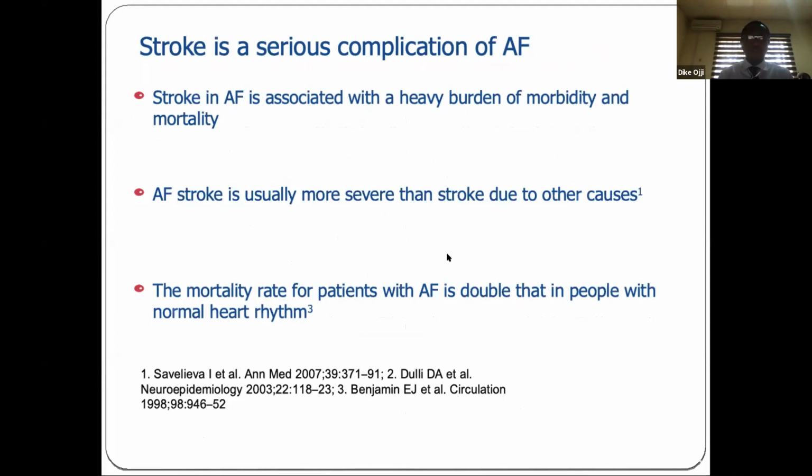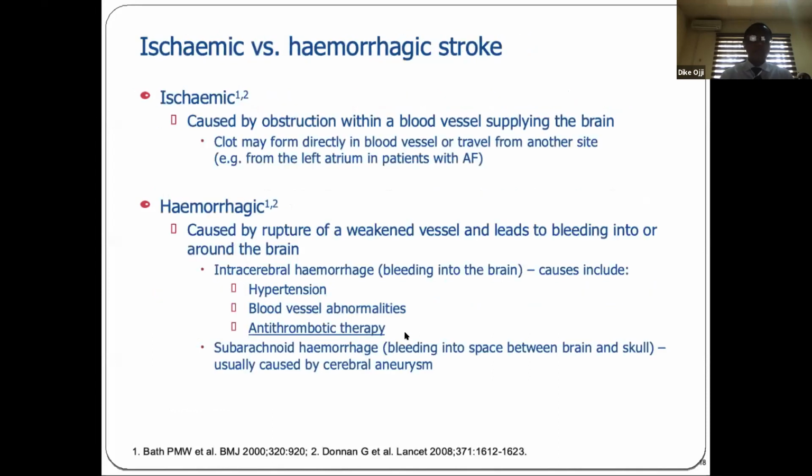It's also noted that atrial fibrillation stroke is usually more severe than stroke due to other causes. And the other thing you must realize in atrial fibrillation stroke is that recurrence is more likely than in patients that don't have atrial fibrillation. And mortality rates for patients with atrial fibrillation are double that in people that have normal rhythm. And which type of stroke do they normally present with? For the question addressed, most of the time we are dealing with ischemic stroke, but don't forget, like Dr. said in one of the responses, you can also have hemorrhagic conversion.